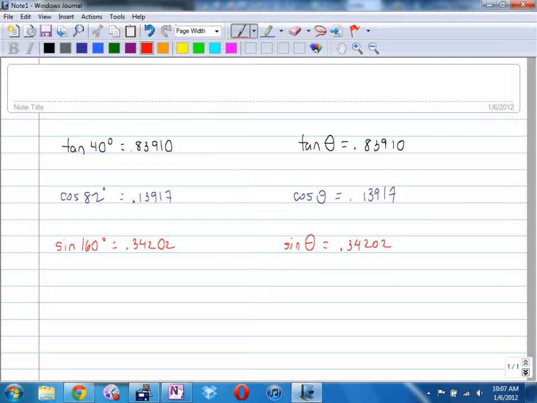And here's what we're going to ask ourselves. What if I tell you that the cosine of theta is 0.456329? There are two angles that have that as a cosine. And my calculator can't tell me the second one. But the CAST rule and reference angles can. This is what we're going to deal with.